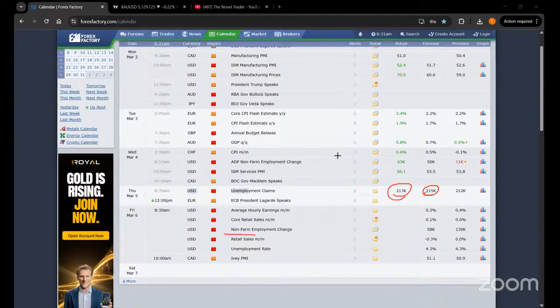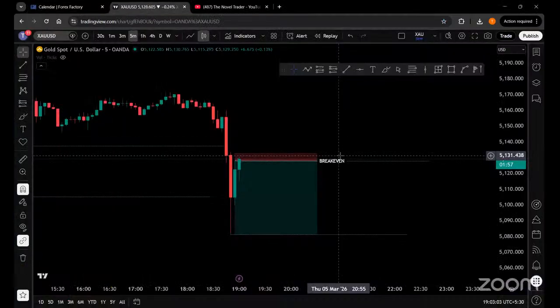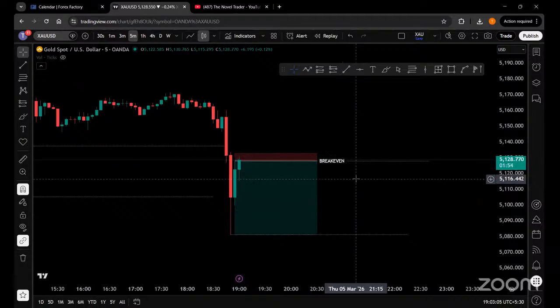So all we had to do was take care of our risk and not lose any money in the market. Okay, not all the days are going to be profitable, but however, if you have not lost any money today, it's good.